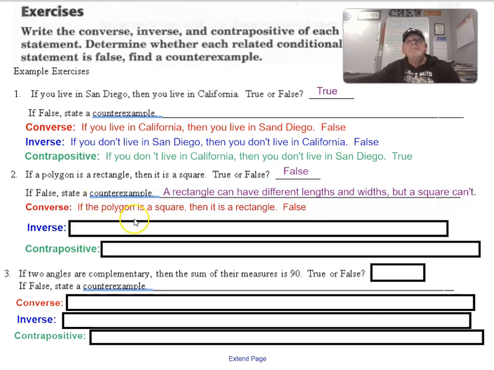Converse, remember what you're doing. You're just flipping the hypothesis and the conclusion. So you'd say, if the polygon is a square, then it is a rectangle. That also is false.